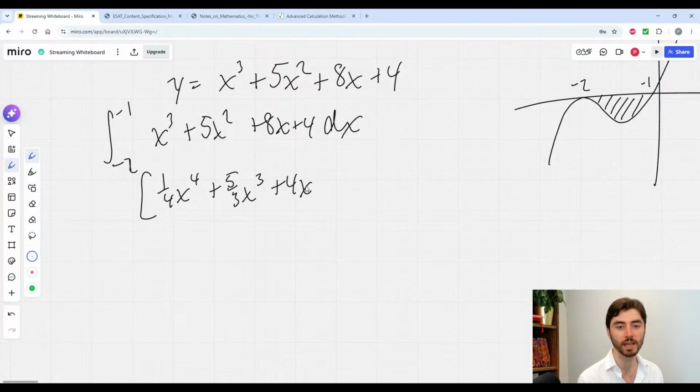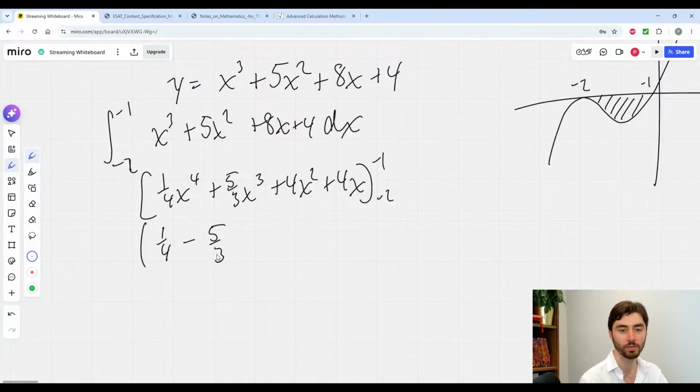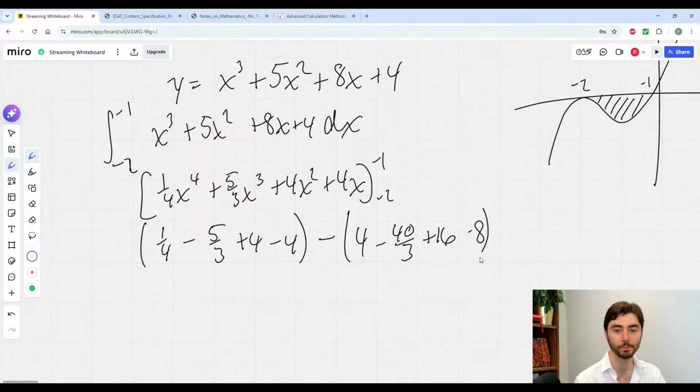So all of these will be the same, so I don't mind rushing, but this time the signs will all be positive. Now, we're going to plug in the -1, and that will give us positive a quarter, negative 5/3, positive 4, negative 4. And we're going to subtract all from that. What happens when we substitute in -2? Here that becomes positive 16, negative 40/3, positive 16, negative 8.